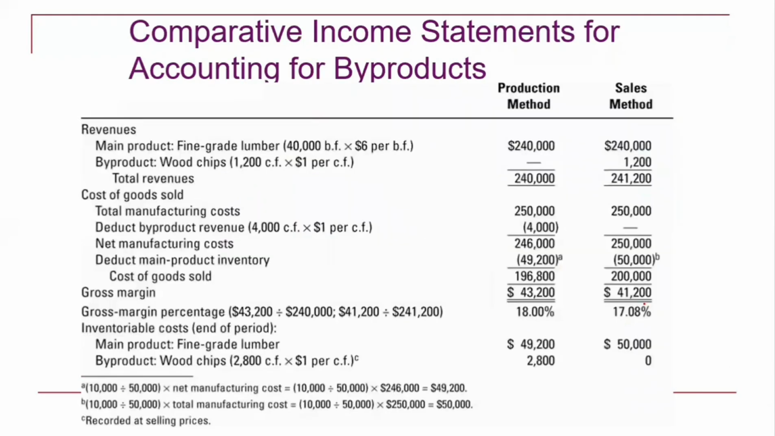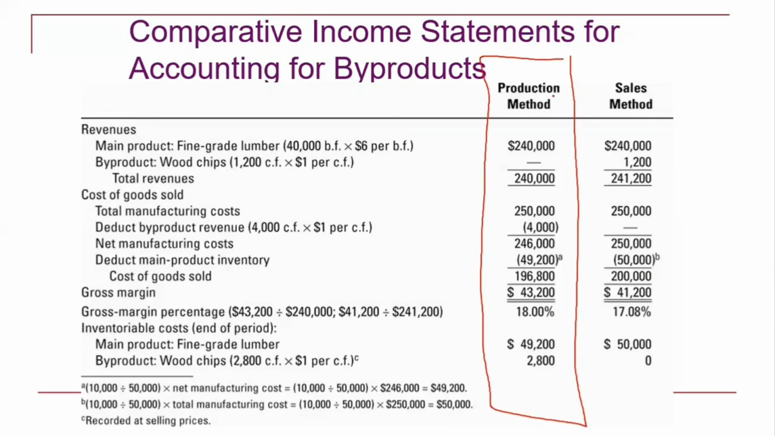So 4,000 cubic feet. Ito po yung isang example on how you're going to show sa income statement natin kapag production method ang inadapt or pag sales method yung inadapt natin. Okay. Tingnan lang po mabuti. Production method po muna tayo. Dito muna tayo mag-focus. So, ang revenue, 240,000. 240,000 yung sales natin. Cost of goods sold, 250,000 ang manufacture mo. Minus 4,000. Galing po yan kasi $1 per cubic feet yung byproduct natin. So, ima-minus po natin. Okay? Net manufacturing cost is 246,000.